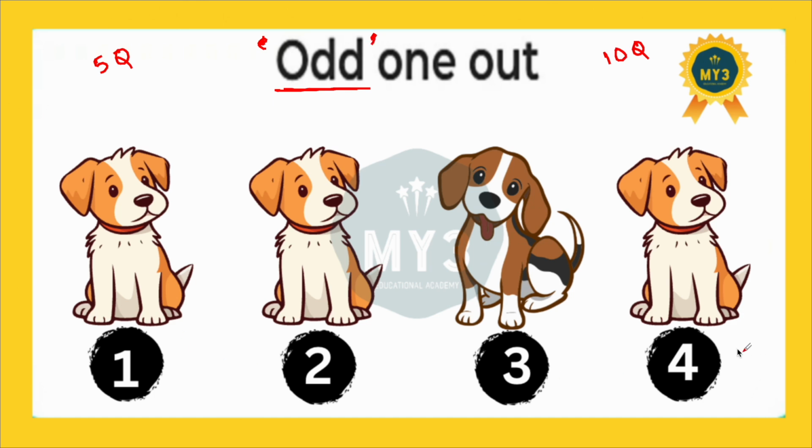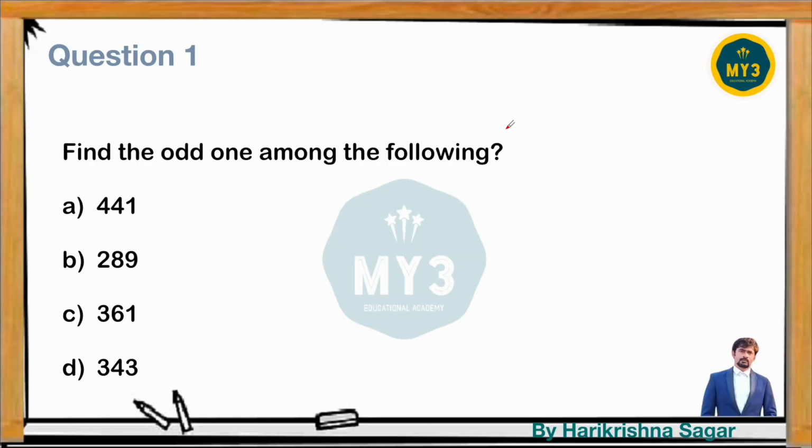So 1, 2, 3, 4, these options are there. Out of this, which is different? Obviously we can say this is different. So the odd one out here is option 3. So that means in odd man out, you look at the 4 option choices. Out of the 4 option choices, which option is different? You mark that as the odd one out. Let's take some numbers to understand this better. What is the odd one among the following? 441, 289, 361 and 343.